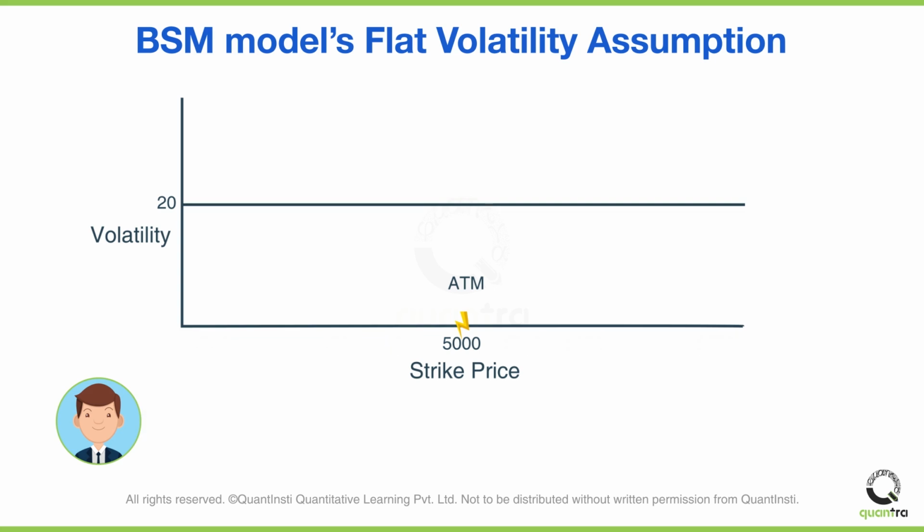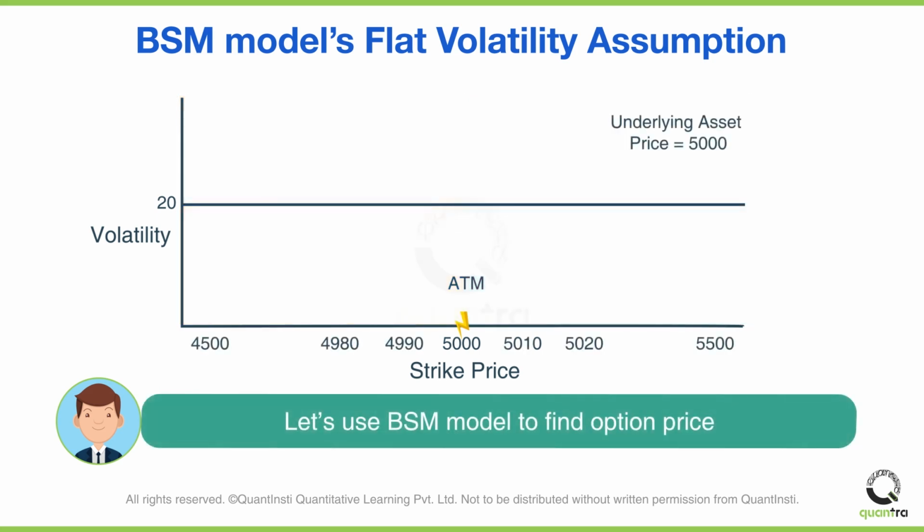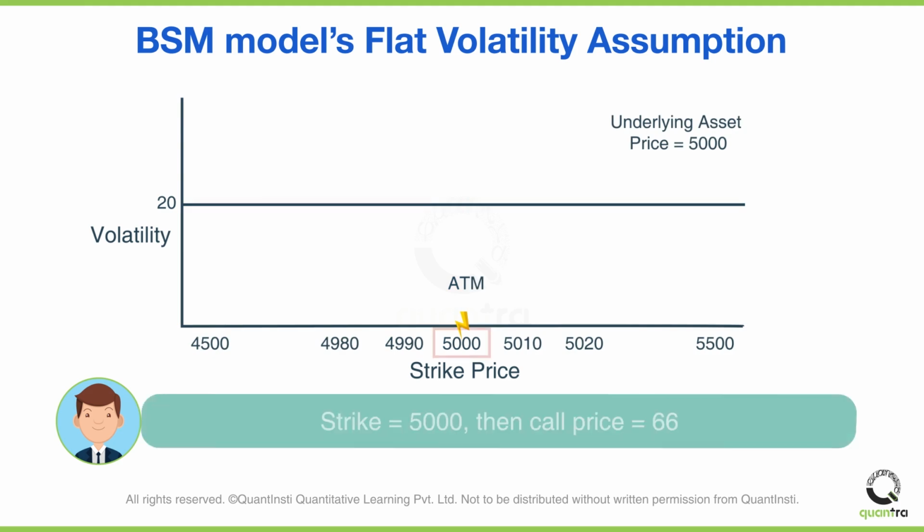For the volatility surface, we plot the implied volatility of out-of-the-money put options on the left and out-of-the-money call options on the right. Since we assume constant volatility, let us try to find the options prices using the BSM model. For a strike price of $5,000, which is at the money, the option call price is $66. For a strike price of $5,010, which is out of the money, the option call price is $61. Similarly, the call price for a strike of $5,020 is $56.